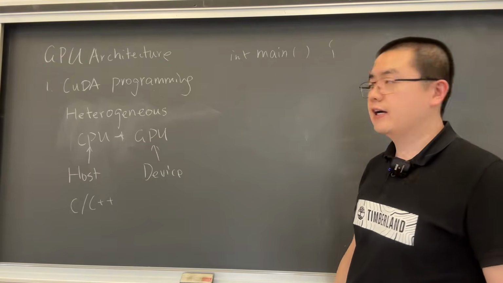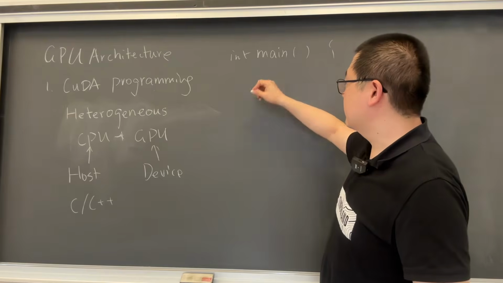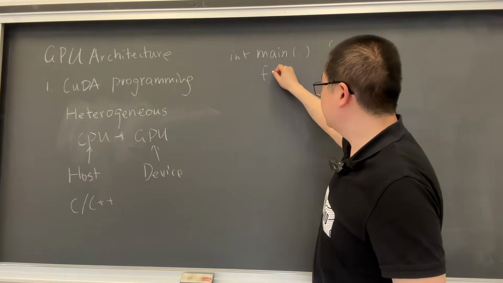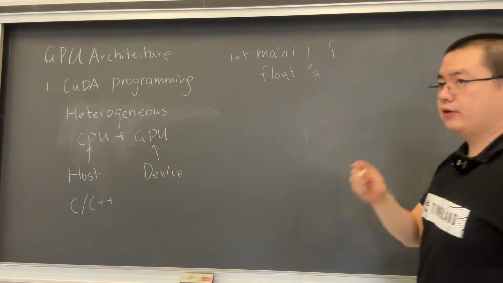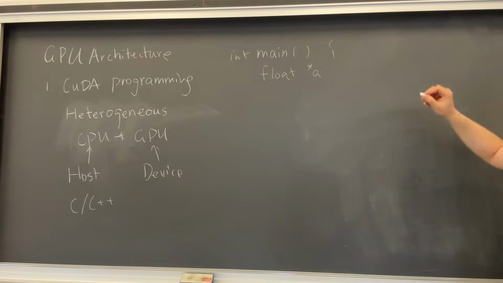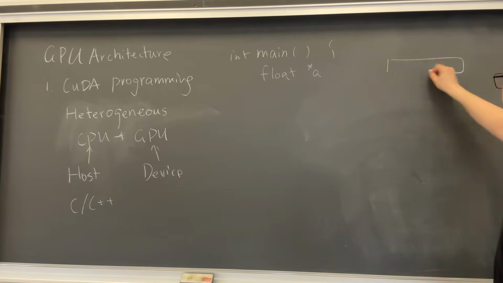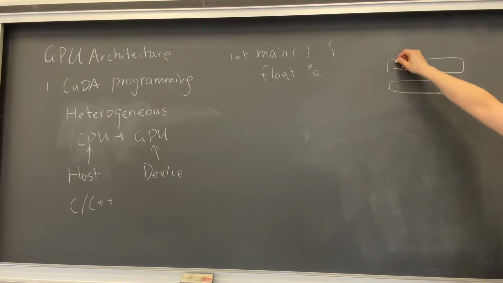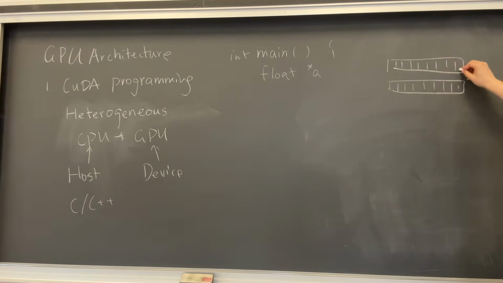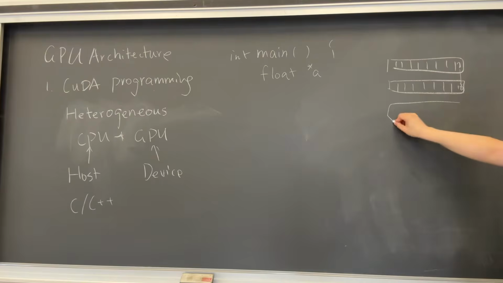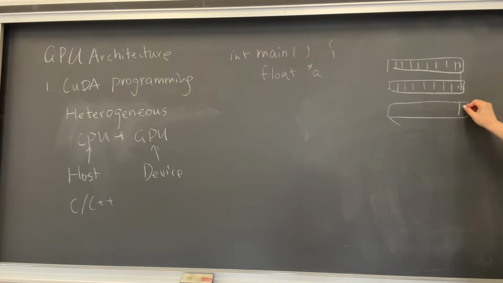In this vector add example, we can start by declaring a float a. By the way, when I say vector add, I'm saying element-wise add. So if this is one vector and this is another vector, then we take index 0 of each, sum them together, and store it to index 0 of C.